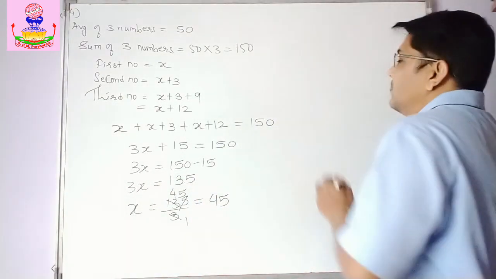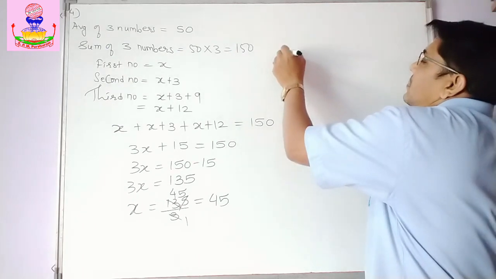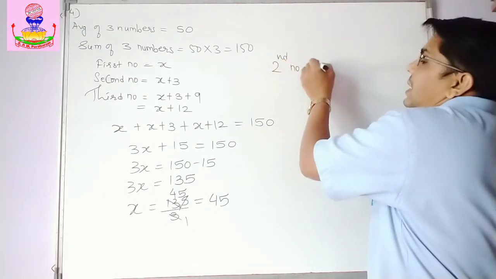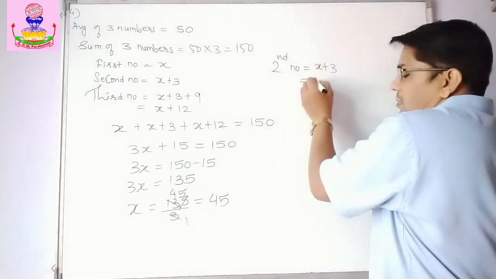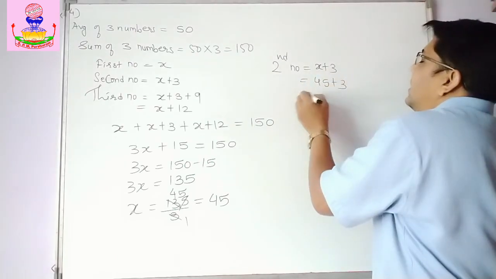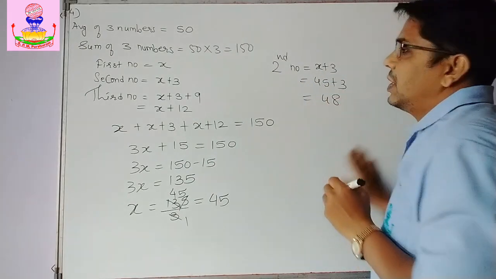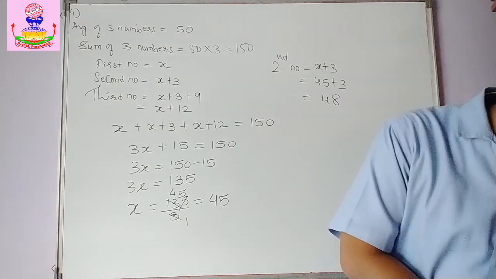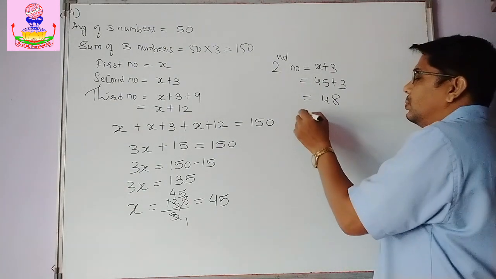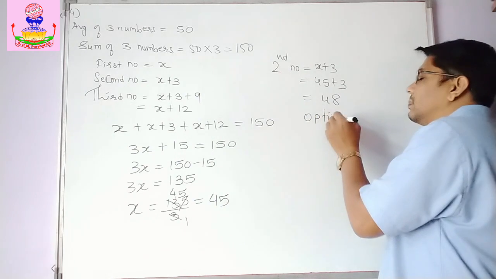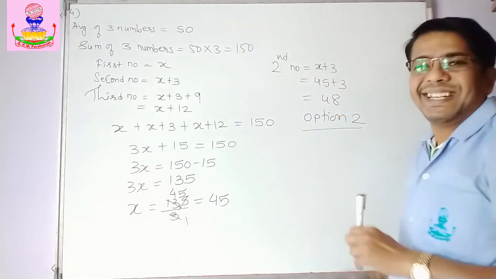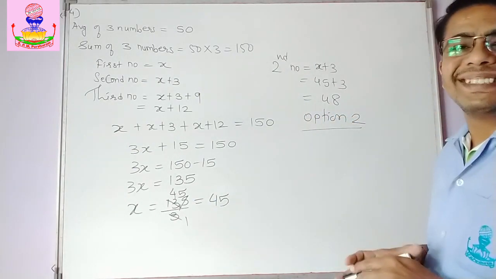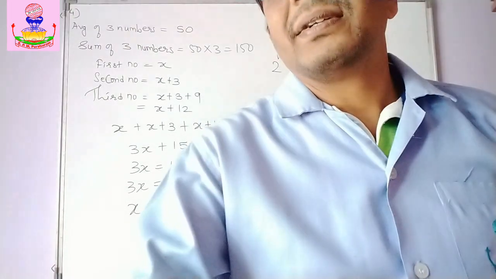I want the second number. So the second number is x plus 3. So that is 45 plus 3, that is equivalent to 48. So option number 2. Okay, now let's move to the next example.